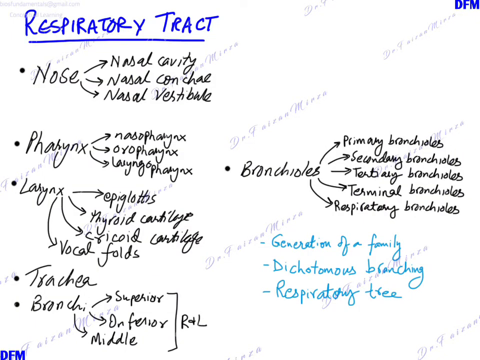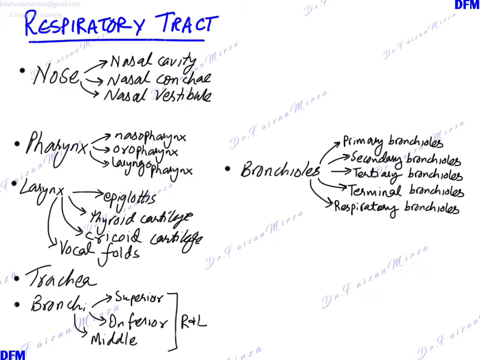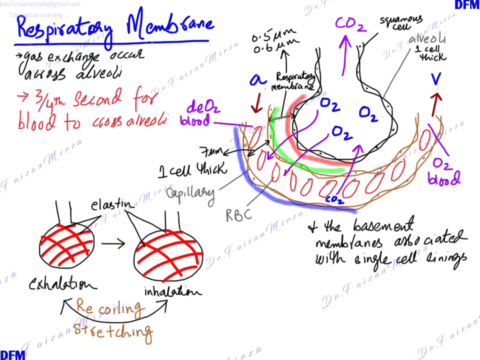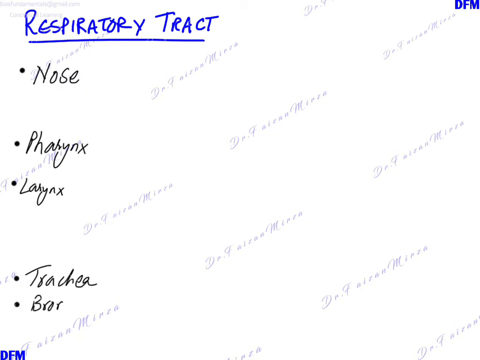We are discussing the respiratory tract. When we discuss the respiratory tract, we have various parts in this respiratory system. The respiratory system begins with your nose. How many anatomical regions are there in the nose? That's what we are discussing here. The respiratory tract involves your nose, the pharynx, the larynx, trachea, bronchi, and then bronchioles.